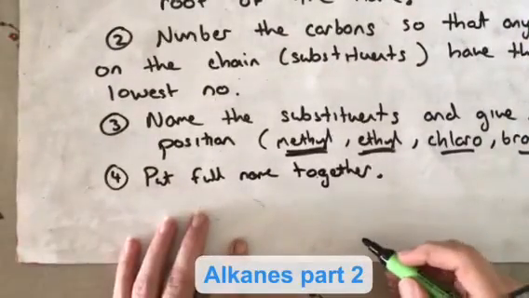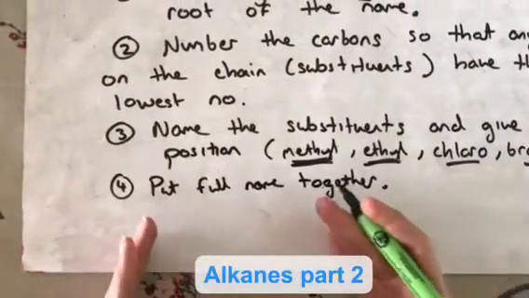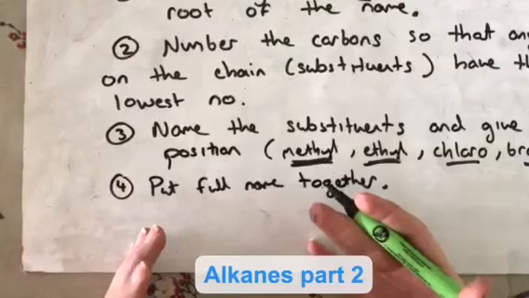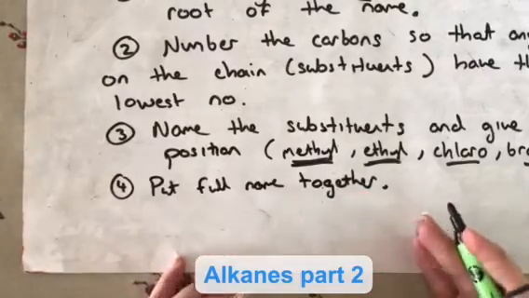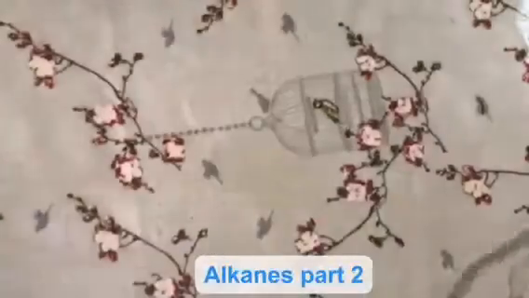And then we put the full name together. So you write your substituent at the start, the number of the carbon that it's on, and then followed by the root name. So let's have a little go of these.